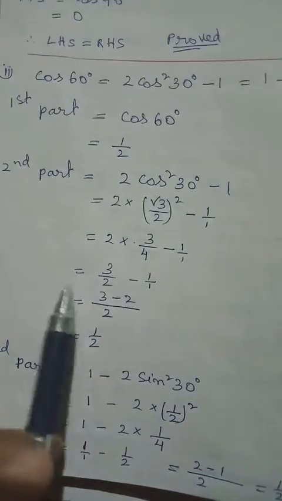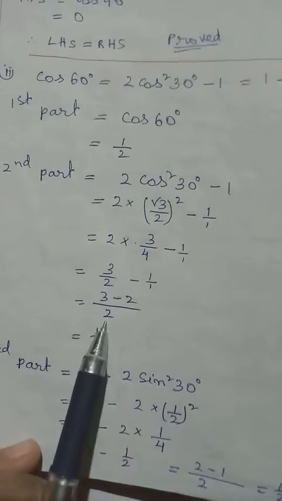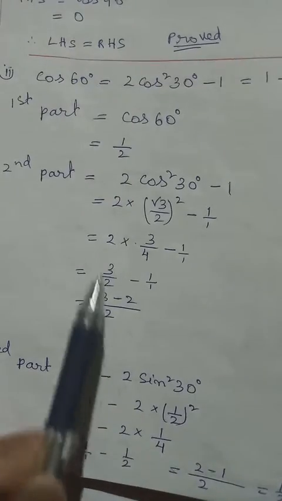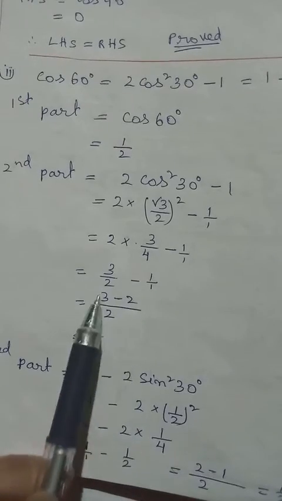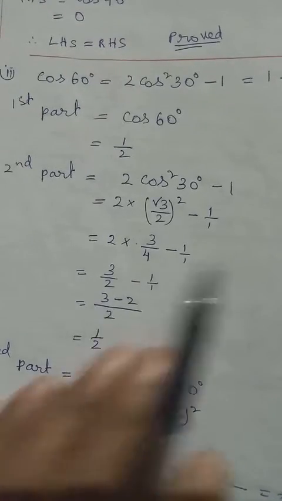Then here we can find LCM. 2 and 1 LCM will be 2. 2 divide 2, 1. 1 into 3, 3. 1 divide 2 will be 2. 2 into 1, 2. 3 minus 2 will be 1 by 2.